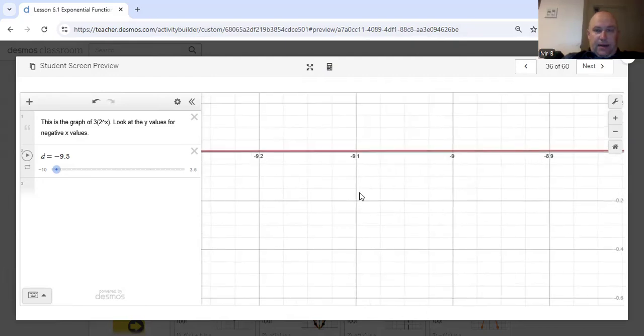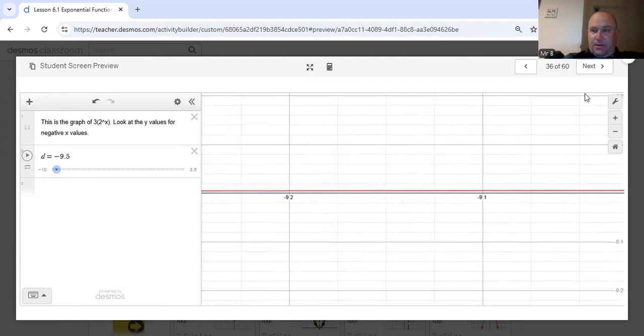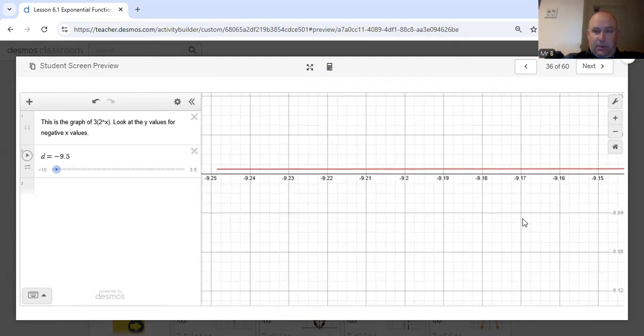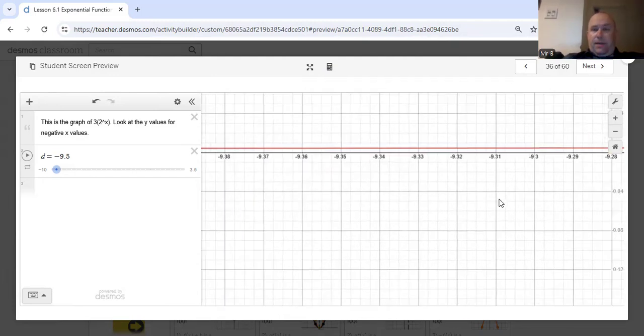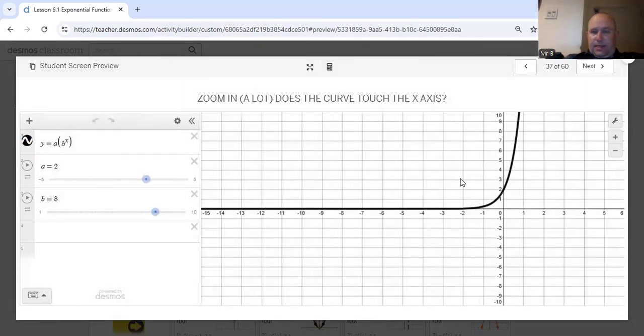As I'm getting towards 9, it looks like it's touching 0. But then if I zoom in again, once again, you can see that it's not actually touching 0 at all. So it gets very, very close to 0, but it doesn't actually get to 0. And whoops, that's what it asks you to do in this one. Does it touch the x-axis? It does not, but it certainly looks like it.